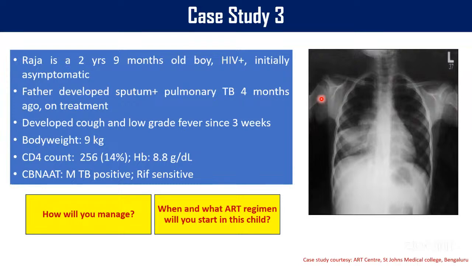Here we have a 2-year, 9-month-old boy, HIV positive, initially asymptomatic. Father developed sputum positive pulmonary TB 4 months ago and is on treatment. The child developed cough and low-grade fever for the last 3 weeks. Body weight is 9 kgs. CD4 count is 14%, 256. Hemoglobin is 8.8. CBNAAT is MTB positive and rifampicin sensitive. How do you manage? What ART treatment are you going to start in this child?